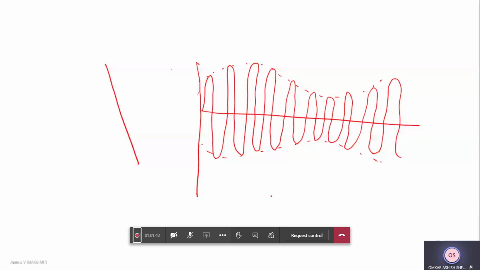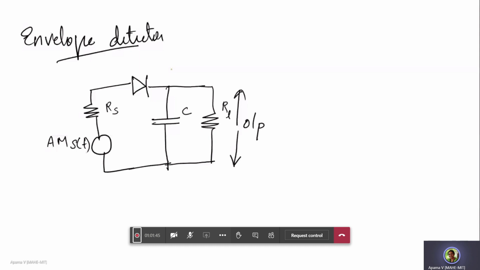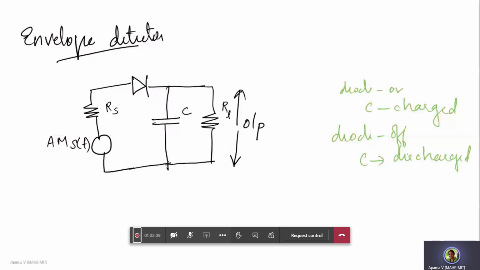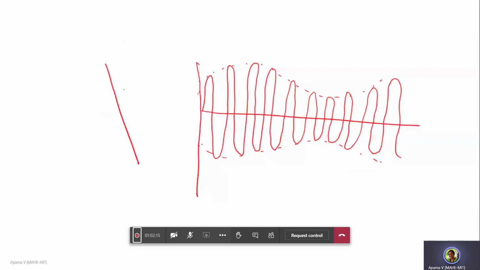What happens? See, this is my circuit. When the diode is on, the capacitor gets charged. When the diode is off, the capacitor gets discharged. So when will the diode be on? During the positive peak of the carrier. So during this time, when the carrier is applied, the voltage across the capacitor goes here, see, it reaches this point. The capacitor gets charged.